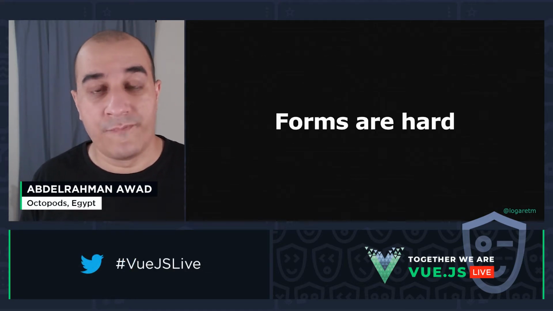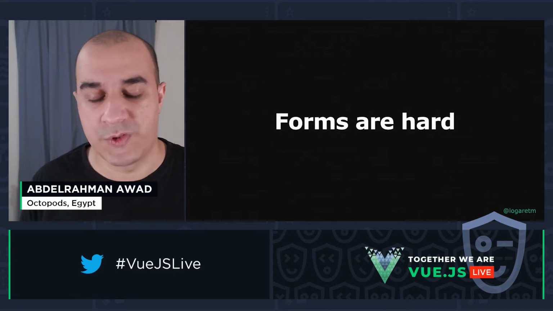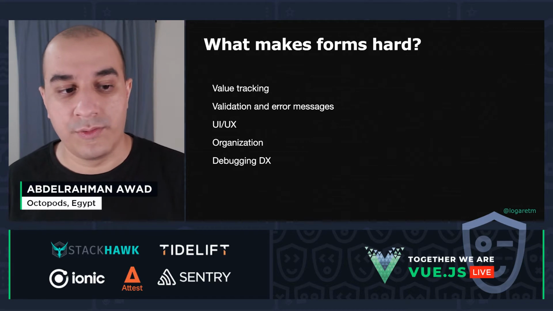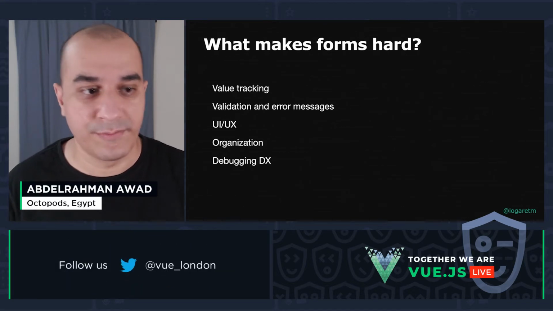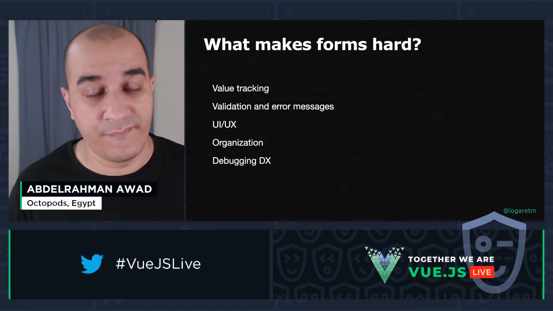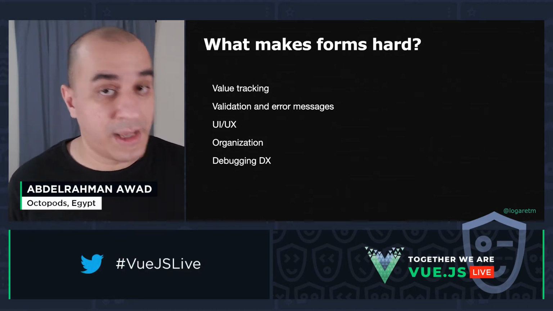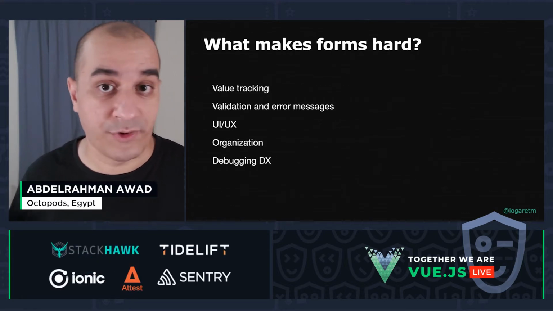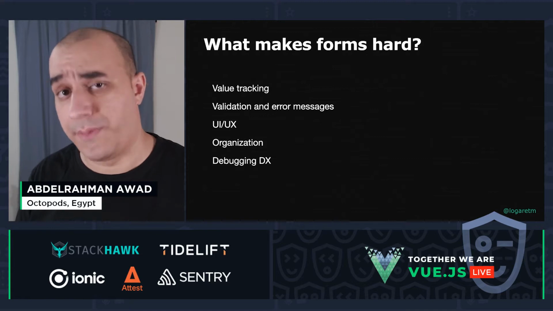Forms are hard, but what makes them so? There are a few pain points that we always encounter when building our forms. First, you have value tracking. Value tracking usually involves declaring your values, tracking them or handling the changes, and storing them for later consumption, like sending them to an API or whatever.